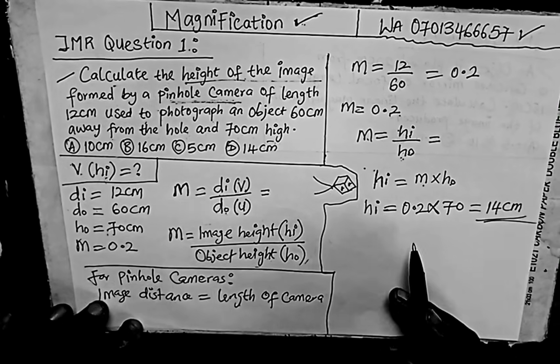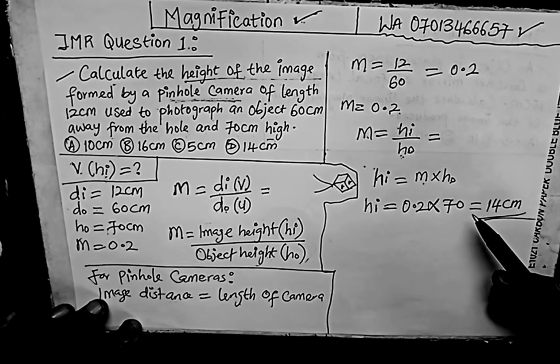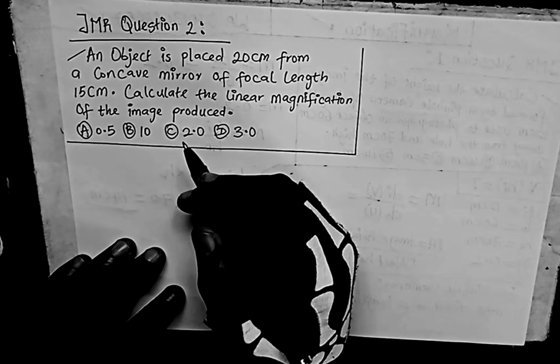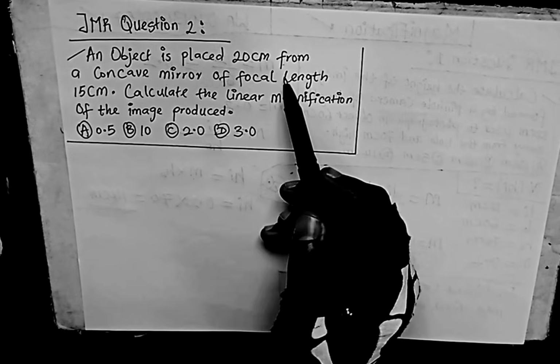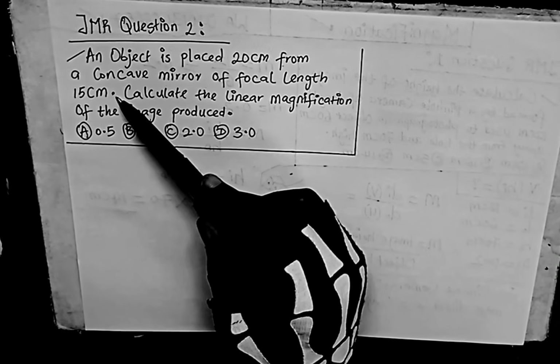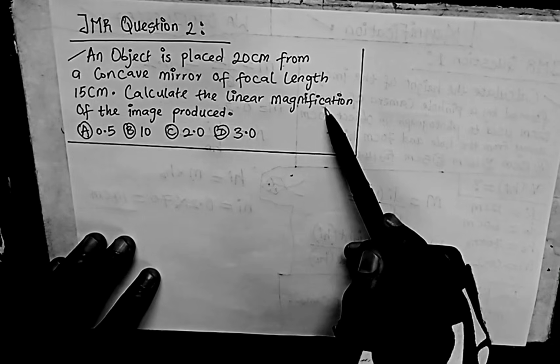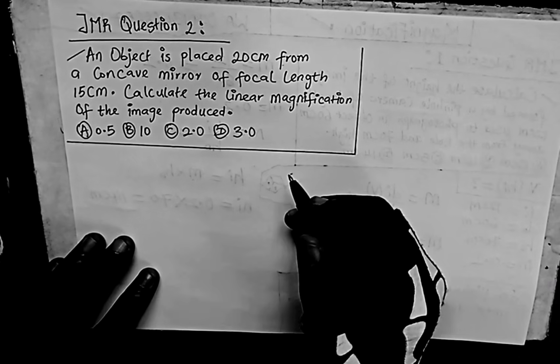So among the options, pick the correct option and drop it in the comment. Now let's repeat question 2. The question reads: an object is placed 20 centimeters from a concave mirror of focal length 15 centimeters. Calculate the linear magnification of the image produced. They want us to calculate the magnification.